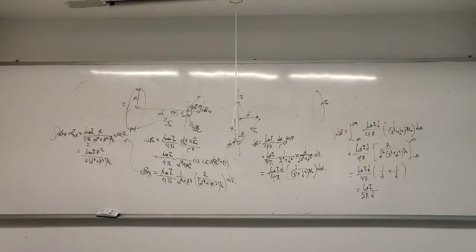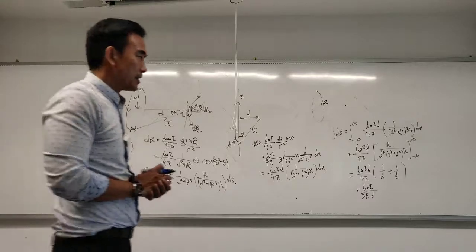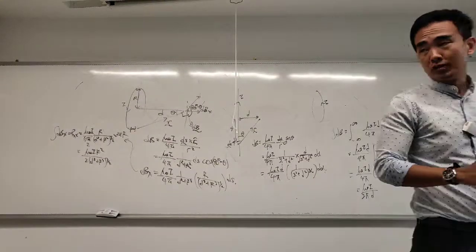Alright, so this is basically the field due to a loop. The x component of the field due to a single loop.